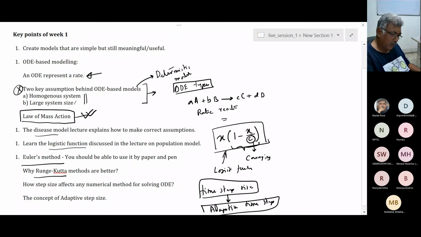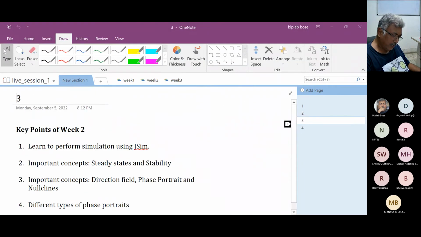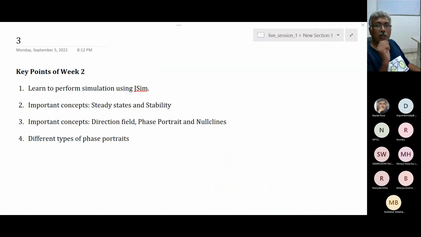So let me now move to the lectures of second week, and I will focus on the key points that you have to learn. See, this course is on dynamical modeling, right? Now, these models are mathematical models. One way of understanding a mathematical model is to analyze it by paper and pen. Analysis of ordinary differential equation based models by paper and pen can be done to a large extent. If you are good in calculus and linear algebra, that becomes very useful. You can do those analyses by yourself.